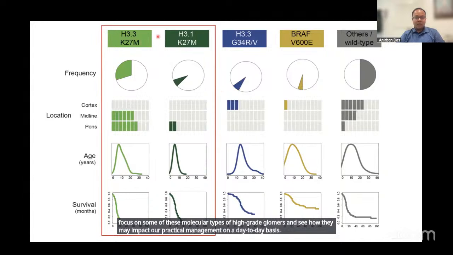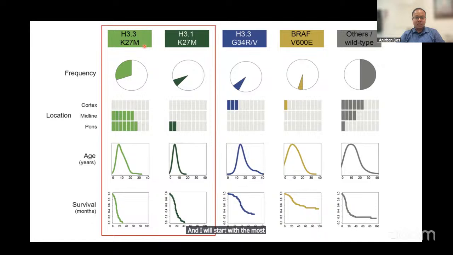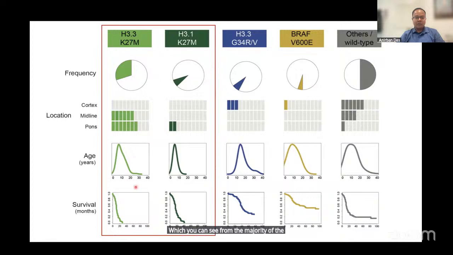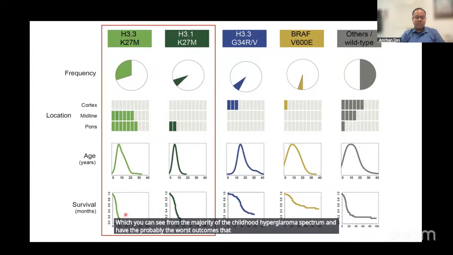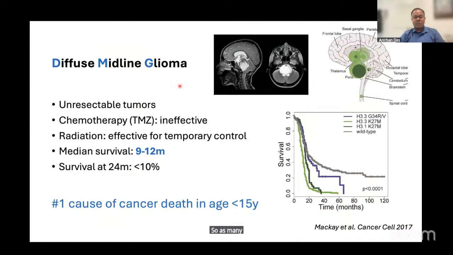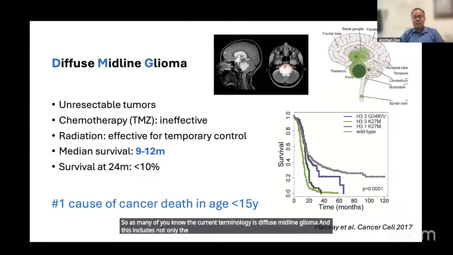And I will start with the most common type, which is the histone K27M mutant high-grade gliomas, which you can see form the majority of the childhood high-grade glioma spectrum and have probably the worst outcomes that we unfortunately see within the whole spectrum of pediatric brain tumors. So as many of you know, the current terminology is diffuse midline glioma, and this includes not only the radiological diagnosis of what we are always sad to see.